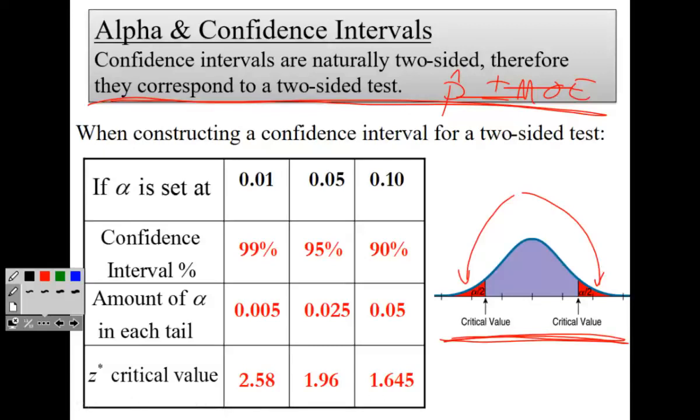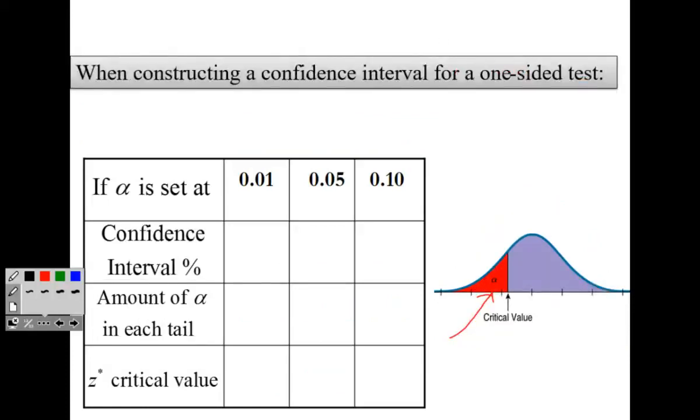Big thing to remember: if you have a two-sided or two-tail test, your alpha levels and your confidence intervals work with each other very nicely. And don't forget, you have two tails, so you cut your alpha in half. With a one-sided test, you have to remember to double the alpha before you find your confidence interval.